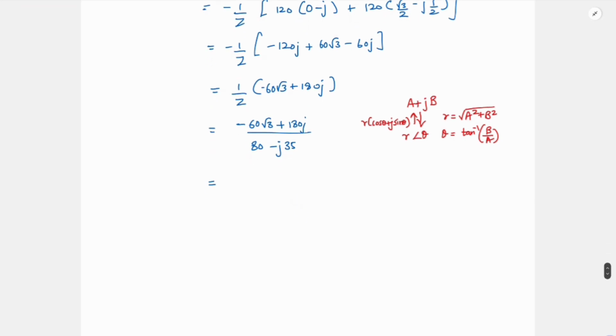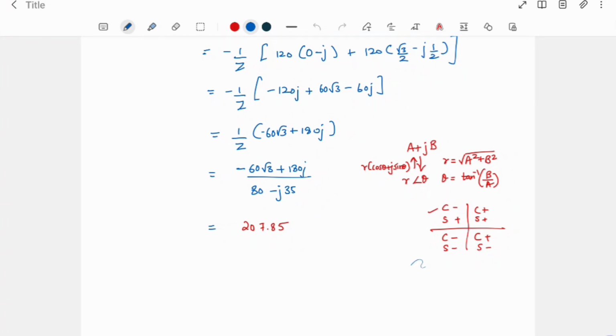So for this, what will I get? If I take the magnitude, it will be root of 60 root 3 whole square plus 180 square, which is 207.85. And my angle will be tan inverse of 180 by minus 60 root 3. So here if you see the cos theta term is negative. So if you have the four quadrants, you know that here both are positive, cos and sine are positive. Here cos is negative, sine is positive. And here you have cos positive, sine negative. And here both your cos and sine are negative. So if you see here, your cos is negative, sine is positive. So it is in second quadrant.